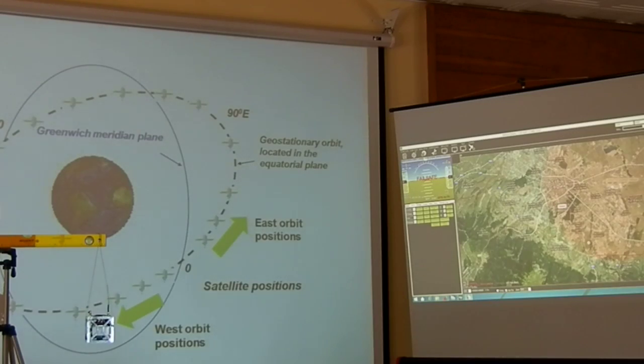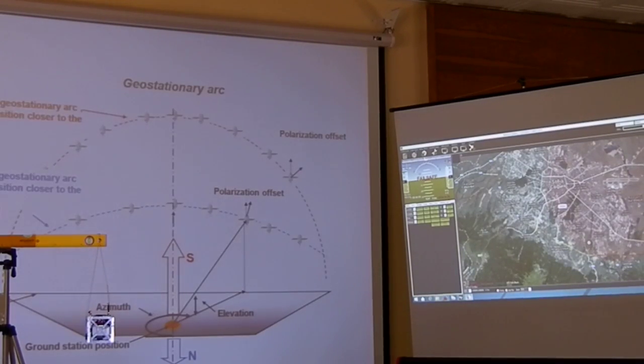This is the geostationary orbit and the position of the satellites, east position and west positions. This is the geostationary arc. This is how you can see the geostationary orbit from the Earth, from the position of the station.